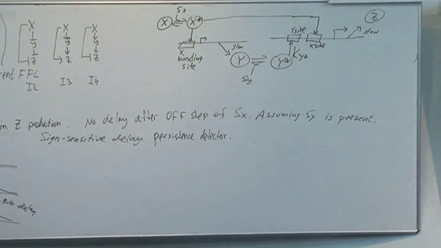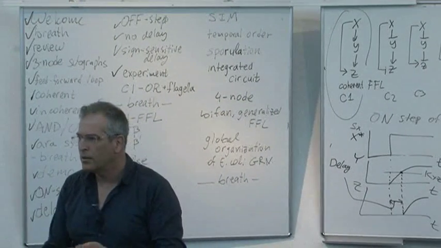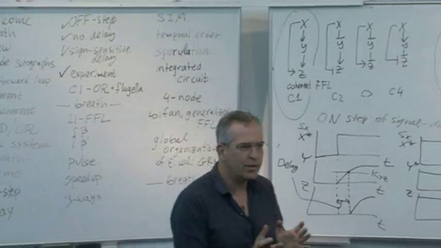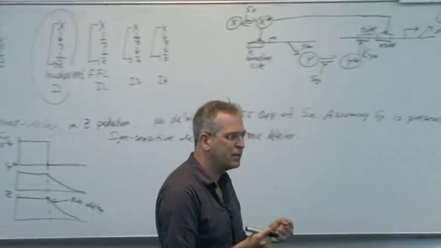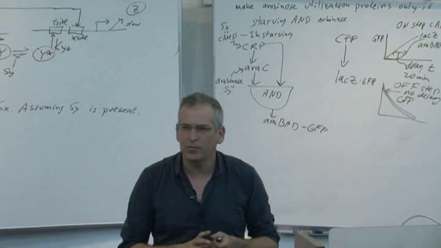So we talked about the AND gate. What happens when there's an OR gate instead of an AND gate? That means either X or Y can bind. I want you to think about that for a second. What happens when there's an OR gate?